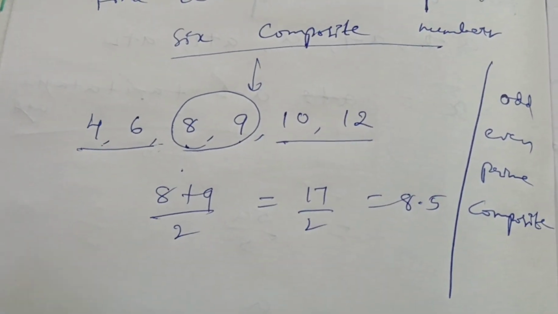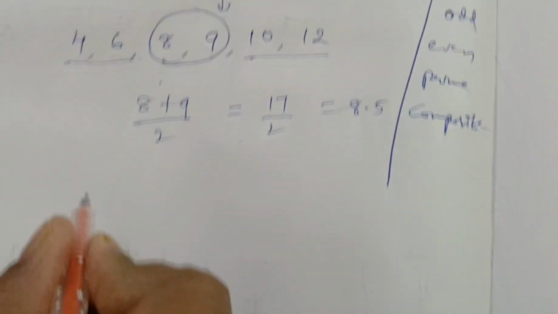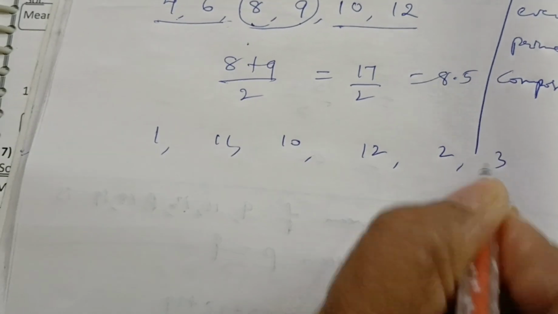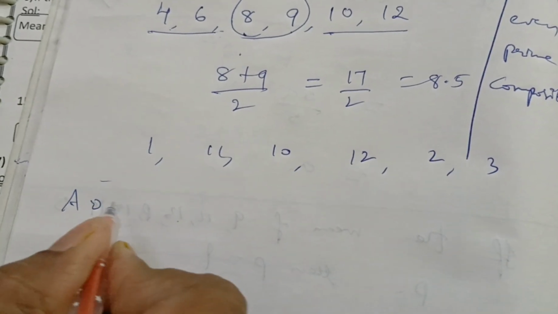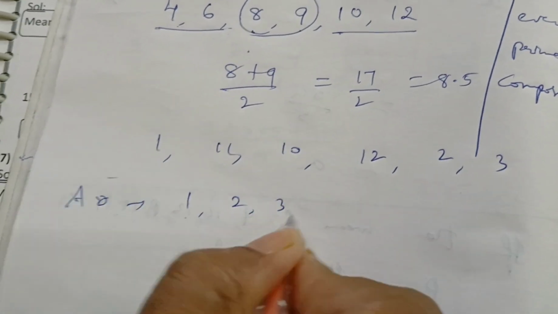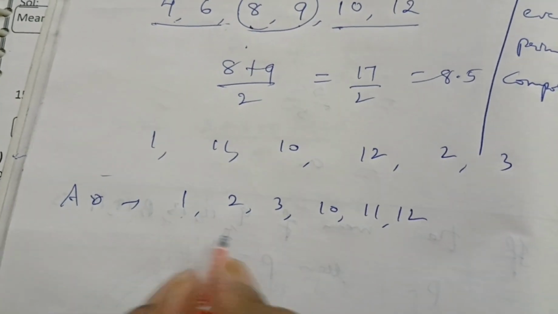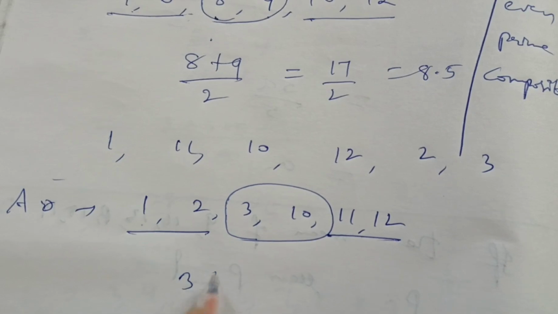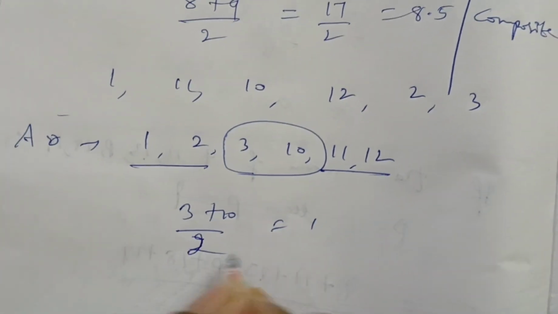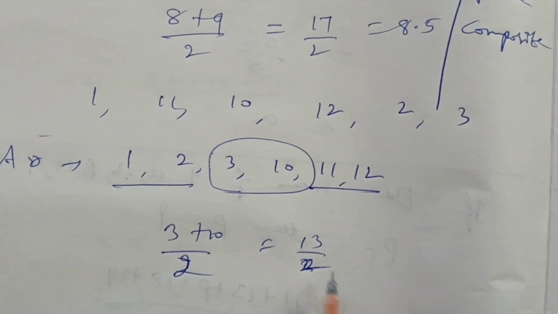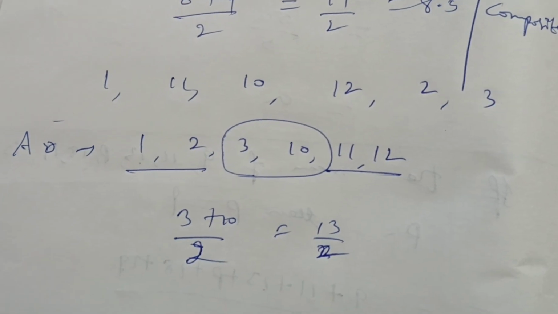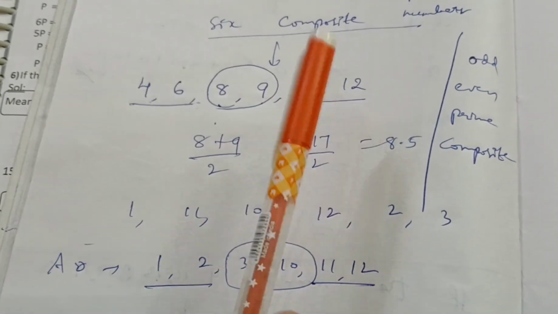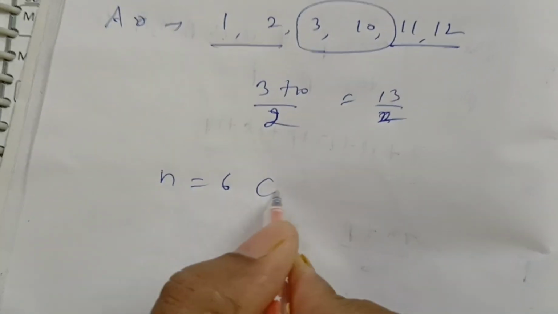But suppose the numbers are not arranged in ascending order, if they are given like this, we compulsorily need to write them in ascending order first, like 1, 2, 3, 10, 11, 12. Then we need to find the median for this. Here also 3 plus 10 by 2, 13 by 2. Or in another way, when it is given for 2 marks, we can first of all find n: 1, 2, 3, 4, 5, 6. So n is 6, that is even.